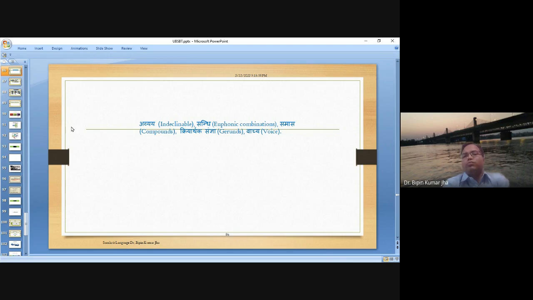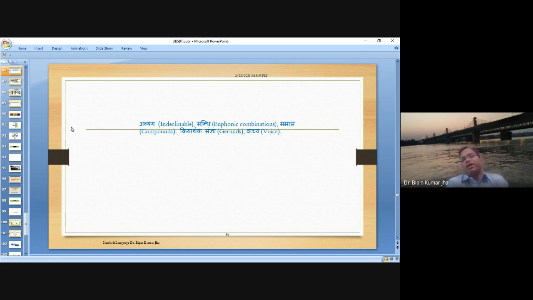Upasargen dhatvartho balad, by force, balpurvakam, by force, anyatra niyate: it takes the meaning in different places, by which those prefixes the meaning of that verbal root can be taken in different places. And in the second line, he is using different types of examples. Prahara, har, sanghar, vihar, pariharavat.